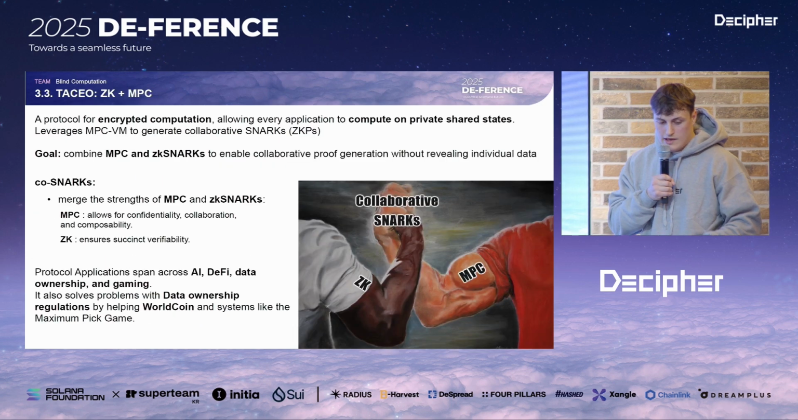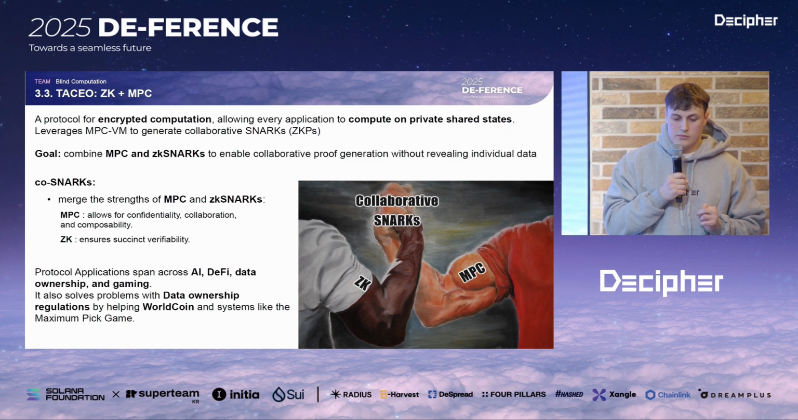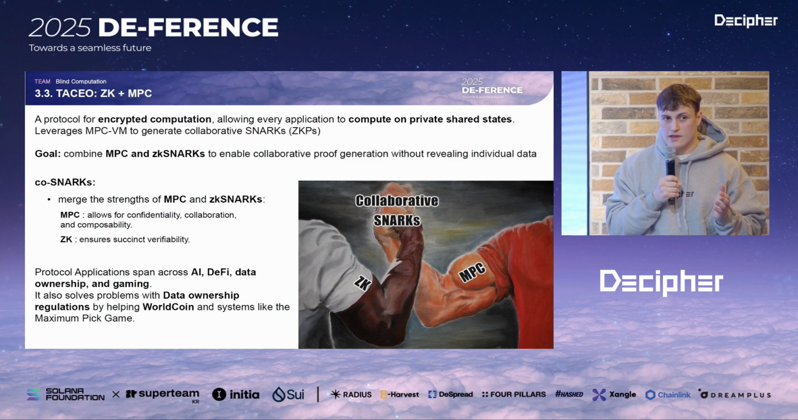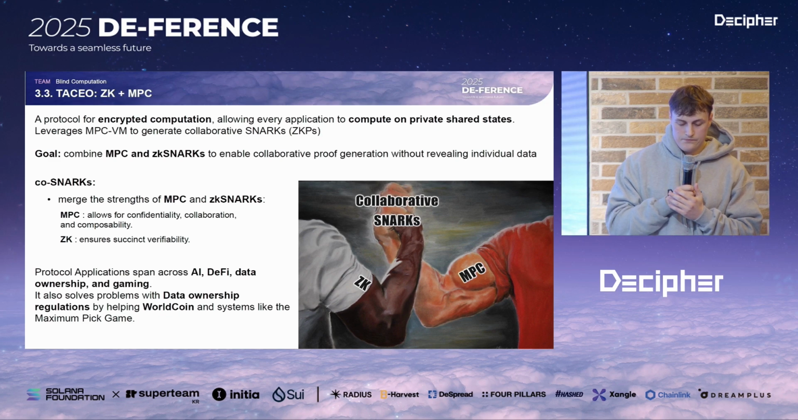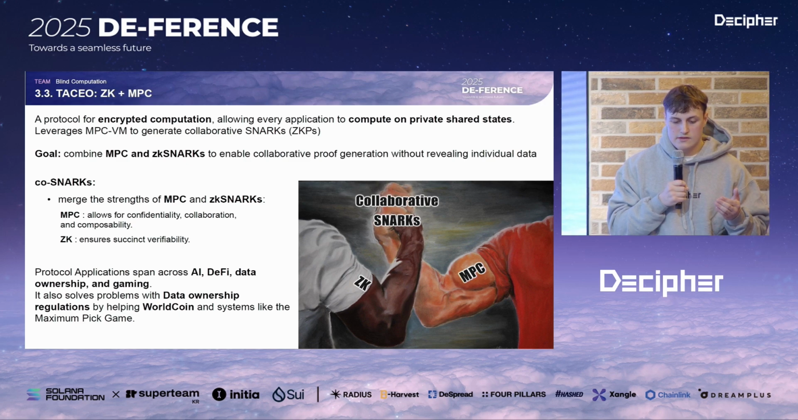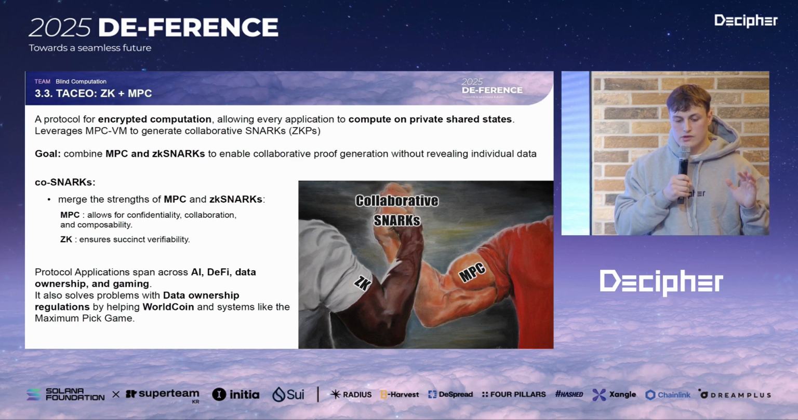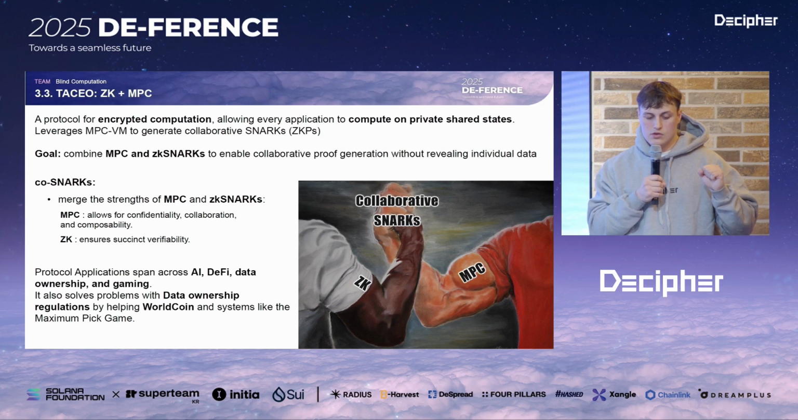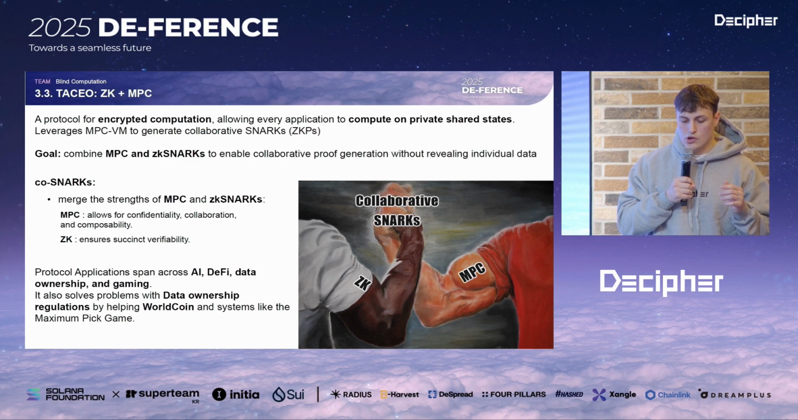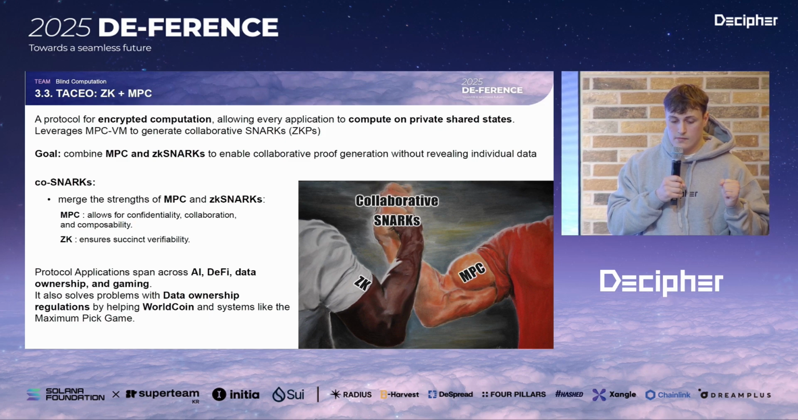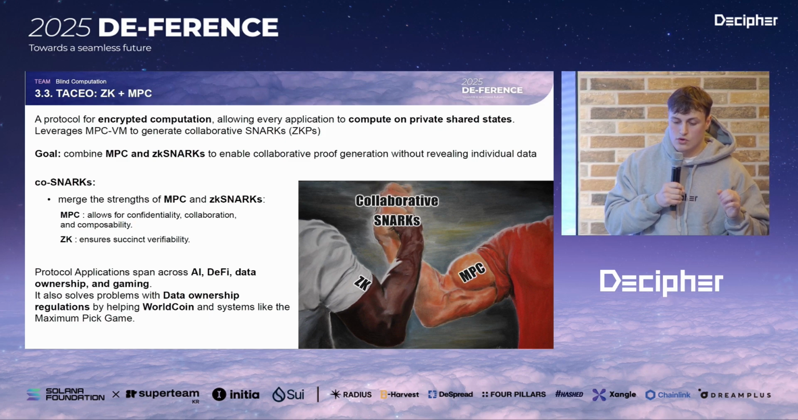The last project we'll talk about today is called Taceo. Taceo is an open protocol for encrypted computation and allows applications to compute on private shared states by generating collaborative, succinct, non-interactive arguments of knowledge, or simply co-SNARKs. It leverages an MPC virtual machine for it. The co-SNARKs allow for a single proof to be created through a distributed protocol without relying on a trusted third party. The proofs are succinct, efficiently verifiable, and ensure both data privacy and computational integrity. The protocol enables seamless integration across L1s, L2s, DApps, and off-chain protocols, with support for low-end and edge hardware devices like smartphones. Its applications span across AI, DeFi, and data ownership.